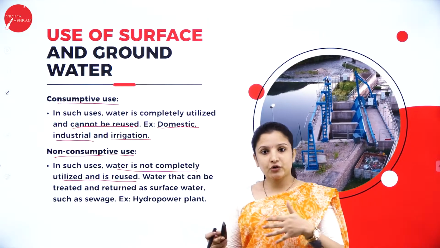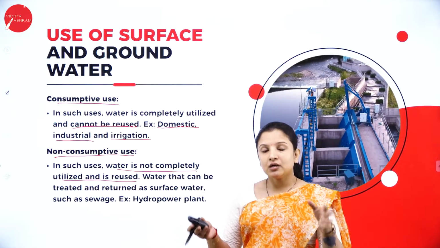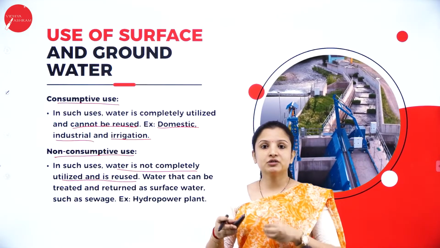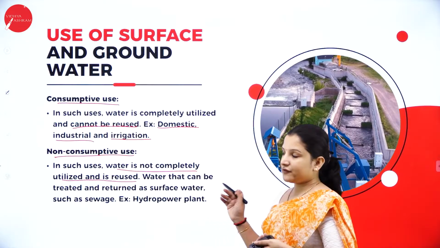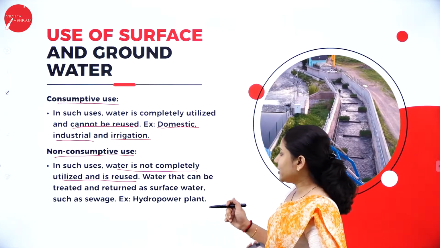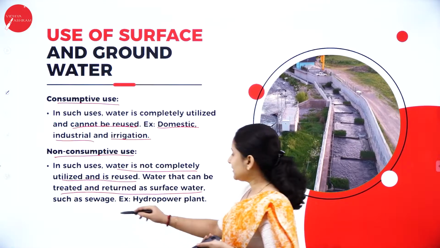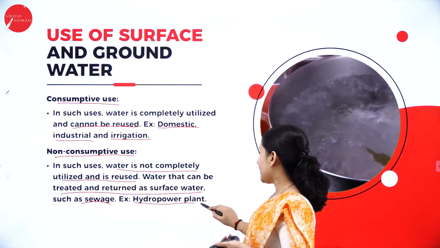The water can be purified and it can be used for domestic purposes and all that. Here, the utilized water can be reused again by the process of recycling. So that is the non-consumptive use of water. Water that can be treated and returned as surface water, for example, the sewage. Here we have taken the example of a hydropower plant.